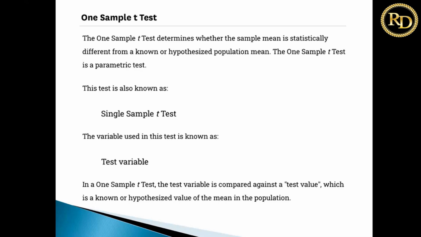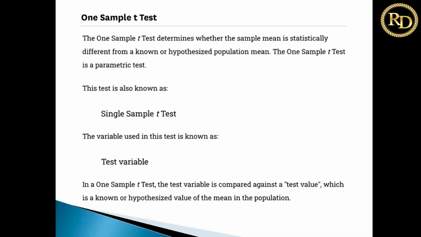The variable used in this test is known as the test variable, and all the variables used for different tests under testing of hypothesis are known as test variables. In the one sample t-test, the test variable is compared against the test value, which is coming from a particular distribution, a known or hypothesized value of the mean in a population. In that case, particularly, we will be checking whether the population has a particular mean.